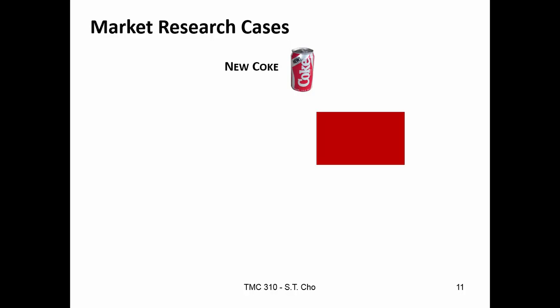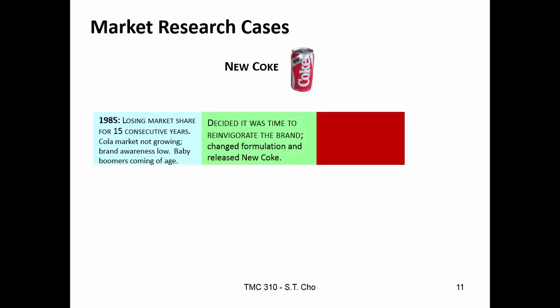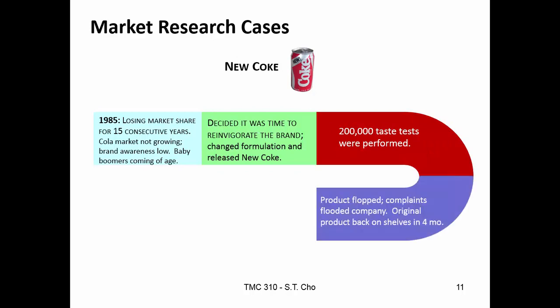In terms of market research cases, one of the most famous is New Coke. And what happened with New Coke is for 15 years, Coke was losing market share and value, and their brand awareness was getting low. So they decided it was time to reinvigorate the brand. They were going to make a new Coke. They did 200,000 taste tests, and they came out very positive. And so what happened? The product flopped. People complained, and the original product was back up.